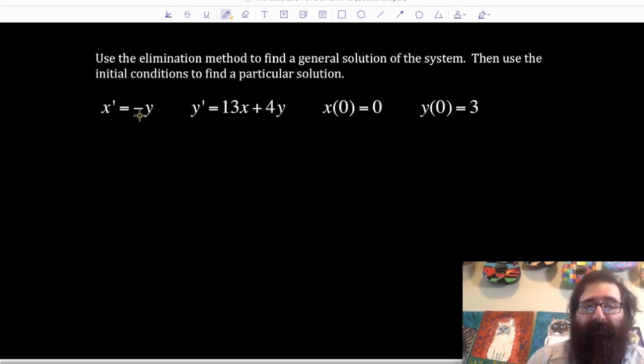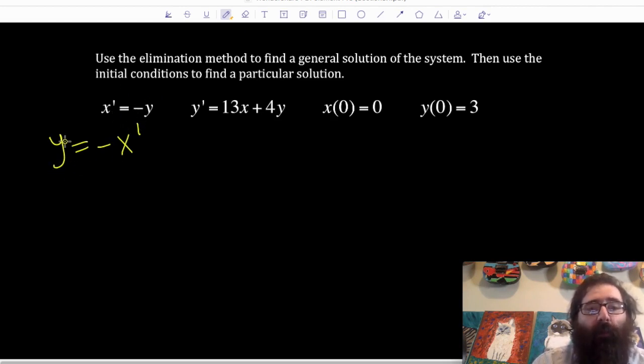We have a system x prime equals negative y and y prime equals 13x plus 4y. And I want to try to work with this. I want to try to see what I can do in this case. What I could do is work with this equation here on the left. I could solve it for y, I think would be good. So here if I multiply both sides by negative 1, I get that y is equal to negative x prime. Just a small rearrangement of this.